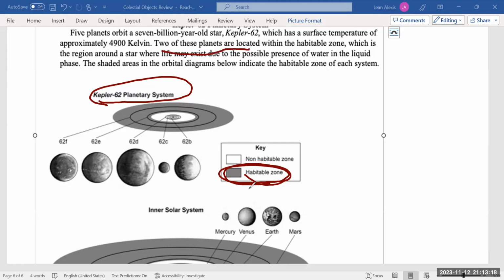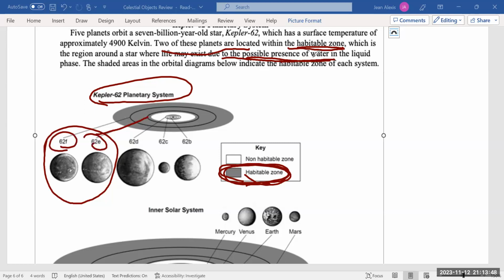2 of these planets are located within the habitable zone, which is a region around the star where life may exist due to the possible presence of water. You've got to be in the habitable zone, according to the reading, to have a possible presence of water. The gray is the habitable zone. The white is the non-habitable zone. And when I'm looking, the only 2 planets that are in the gray are 62E and 62F. And so your correct answer is 62E and 62F. And one of the reasons you could have said is the fact that they're located in the habitable zone.